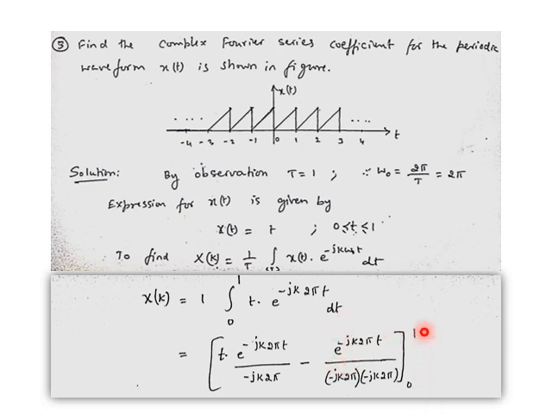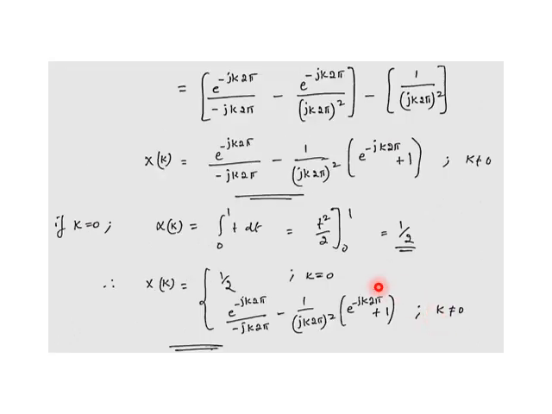So apply the limits, simplify it, and I'll get X of k is equal to e to the power minus jk 2 pi, minus jk 2 pi in the denominator. So this is what I can get. This is not possible when k equal to 0. So when k equal to 0, what is going to happen? Under the integration, e to the power minus jk 2 pi into 0, so e to the power 0 is equal to 1. So integration 0 to 1 with the t, so dt is only remaining when k equal to 0. So X of k is equal to half.